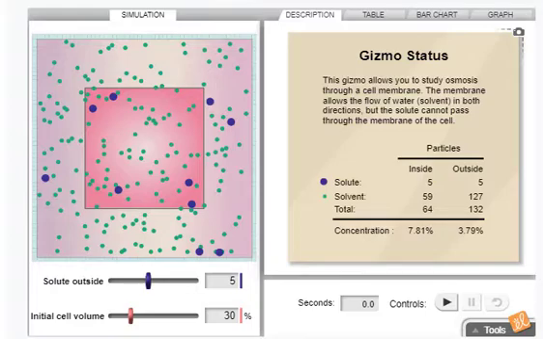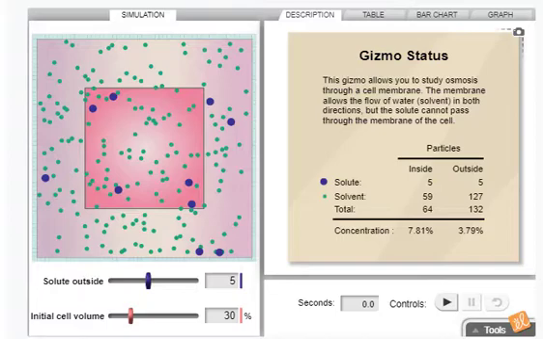The Osmosis Gizmo portrays a cell, the red square. I think it looks pink, not red, but they say it's red, in a solution of purple solute particles dissolved in the green solvent particles. Press play and observe. So solute is things like sugar. Solvent is things like water.